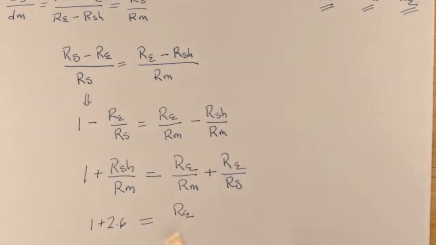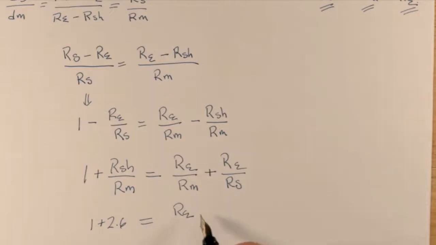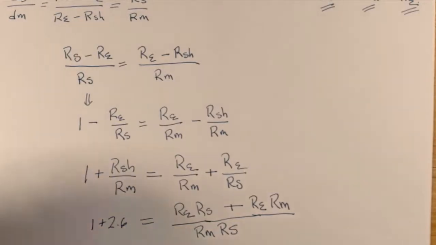Now, wait a minute. Before we go much further, let's go ahead and get a common denominator here. So how would we do that? Well, the first thing that we would do is we'd say the radius of the Earth times the radius of the Sun plus the radius of the Earth times the radius of the Moon. And we can put both of these over the radius of the Moon times the radius of the Sun. Now we're ready to finish this up.